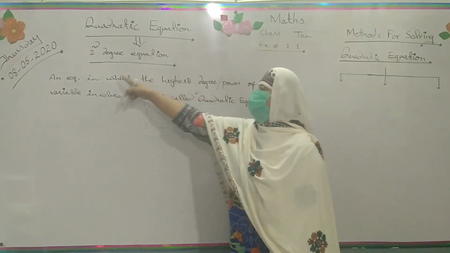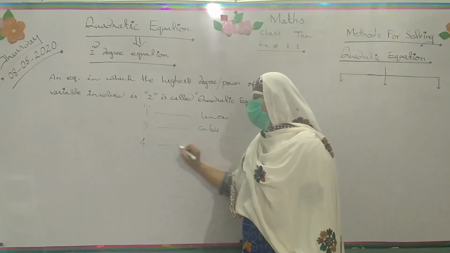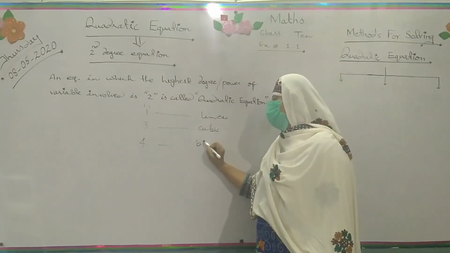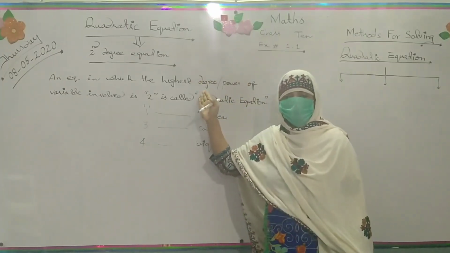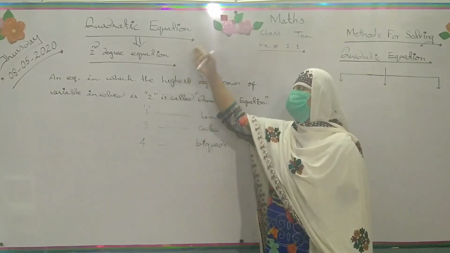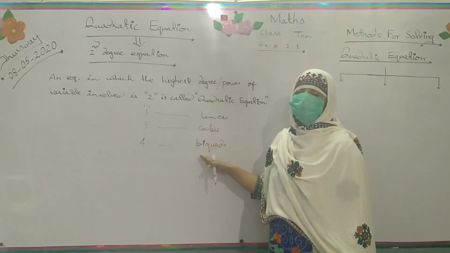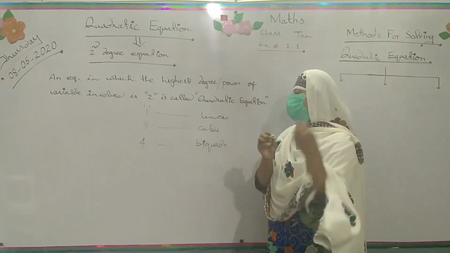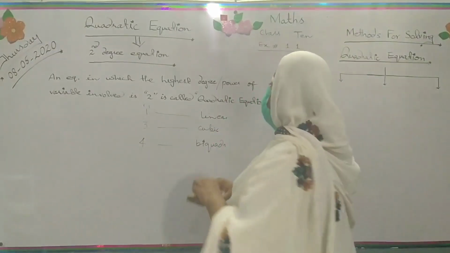Similarly, an equation in which the highest power of variable involved is 4 is called bi-quadratic equation. It means on the basis of degree, we have defined these equations: linear, cubic and bi-quadratic equation. Now we are discussing quadratic equation or second degree equation.